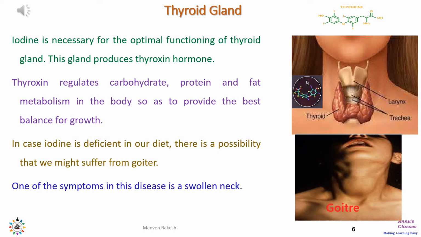Thyroid needs iodine. In our diet, we should have a sufficient amount of iodine. Otherwise, a problem called goiter can happen, which is a swelling of the neck.